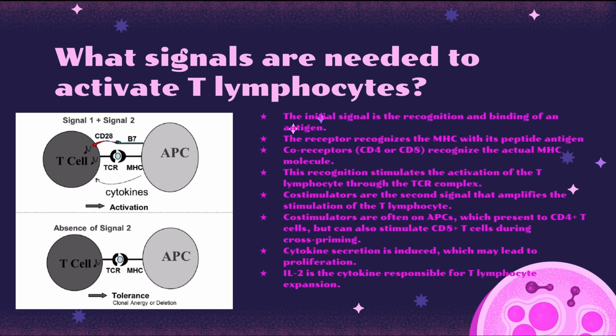Co-stimulators are the second signal to amplify the stimulation of the T lymphocyte. These are often on APCs, which are known to present to CD4 T cells, but can also stimulate CD8 T cells during cross-priming. This is usually what induces cytokine secretion, which then may lead to proliferation. IL-2 is a cytokine responsible for expansion.